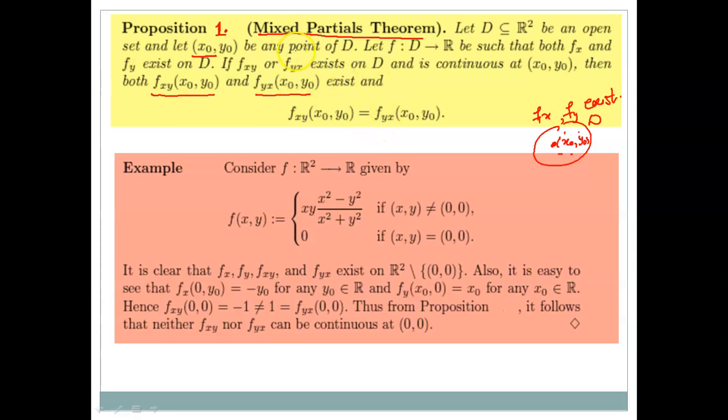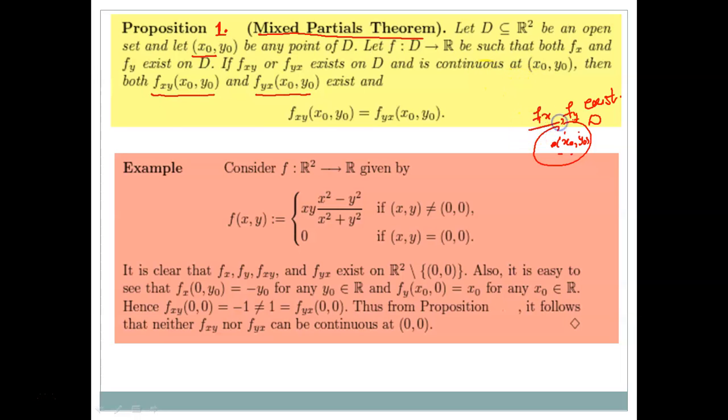So what does this proposition say? It says that in order for these two mixed second order partials to be equal, this condition must be satisfied. What is the condition? These first order partial derivatives must exist at this point, and these must be continuous. This fxy or fyx, one of these exists in D and is continuous at this point.